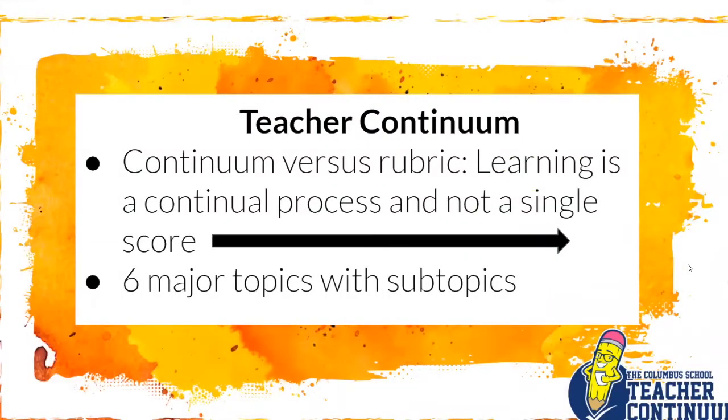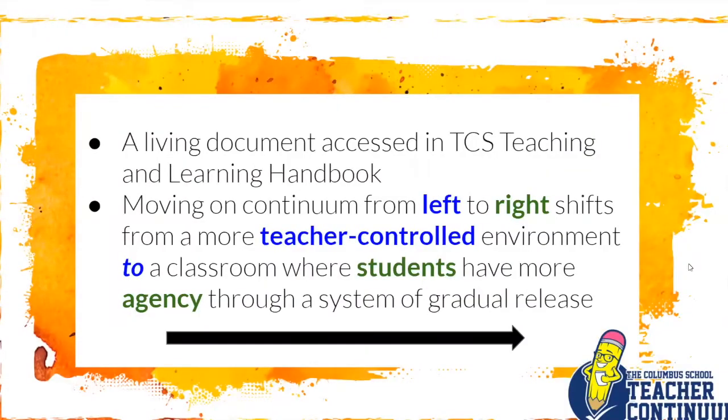The teacher continuum is not a rubric. It is learning that is a continual process and not a single score. There are 6 major topics, and each topic has subtopics. Across all topics of the Teacher Continuum, which you can find in the TCS Teaching and Learning Handbook, you'll find black arrows that represent a movement from left to right, shifting from a teacher-controlled environment to a classroom where students have more student agency through a system of gradual release.